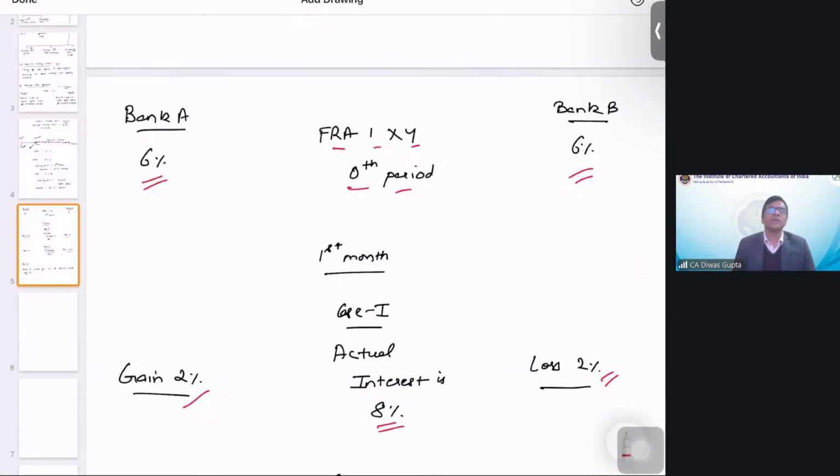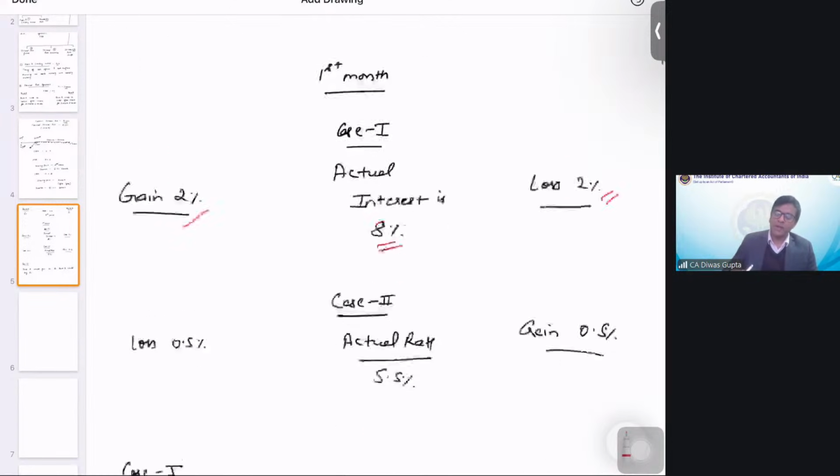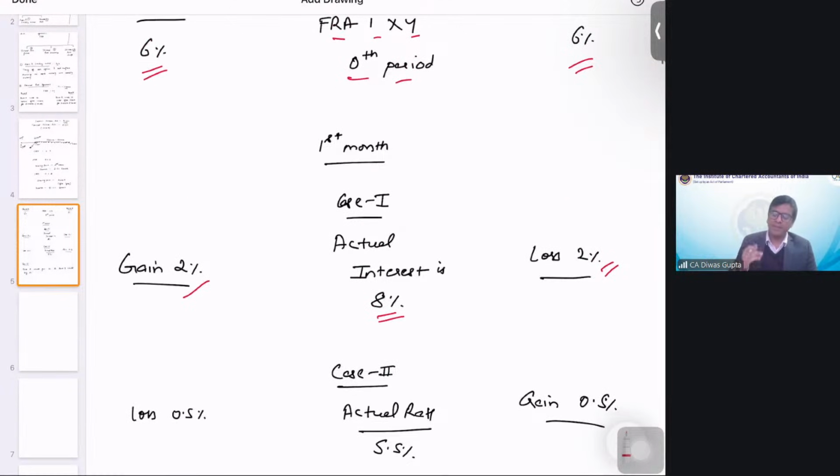So the loss will depend on whether your market interest rate is higher or lower. If you are in the investing position, so if the market interest rate is higher than your committed rate, then you are at a loss. However, if your market interest rate is lower, which is our next example, then let's see how it will happen. So let's say the actual rate is 5.5%, students.